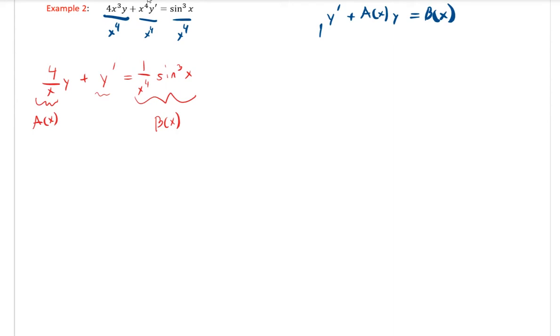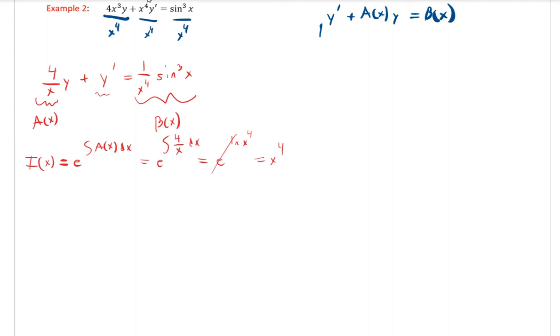Since this is now in the linear form, I can now try to solve for my integration factor, which is e to the integral of a(x) dx. Here, a(x) is 4 over x, and the integral dx is going to give me 4 times the natural log of x. 4 times the natural log of x, I can move the 4 up to an exponent of x by the power rule, and e and natural log cancel, and this just becomes x to the fourth. So the integration factor is x to the fourth.